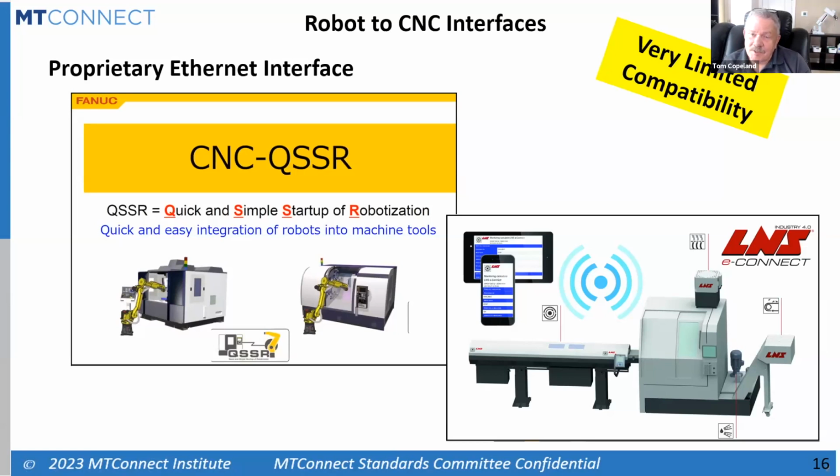But it's very limited. I think for the FANUC, it only connects the FANUC CNC to a FANUC robot, and they have specific models that it supports. And I think the LNS, again, is basically intended for just the LNS bar feeders and their other companion products that they make.